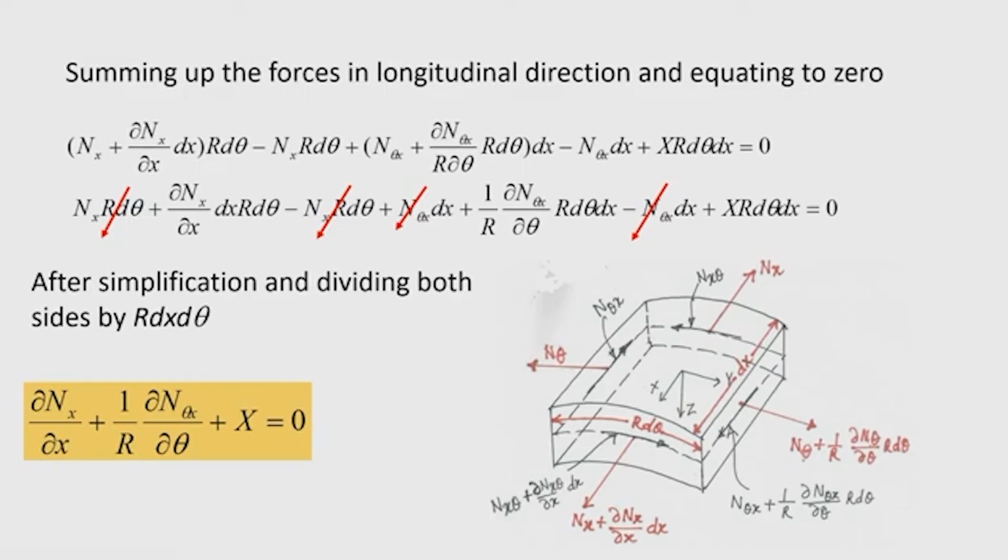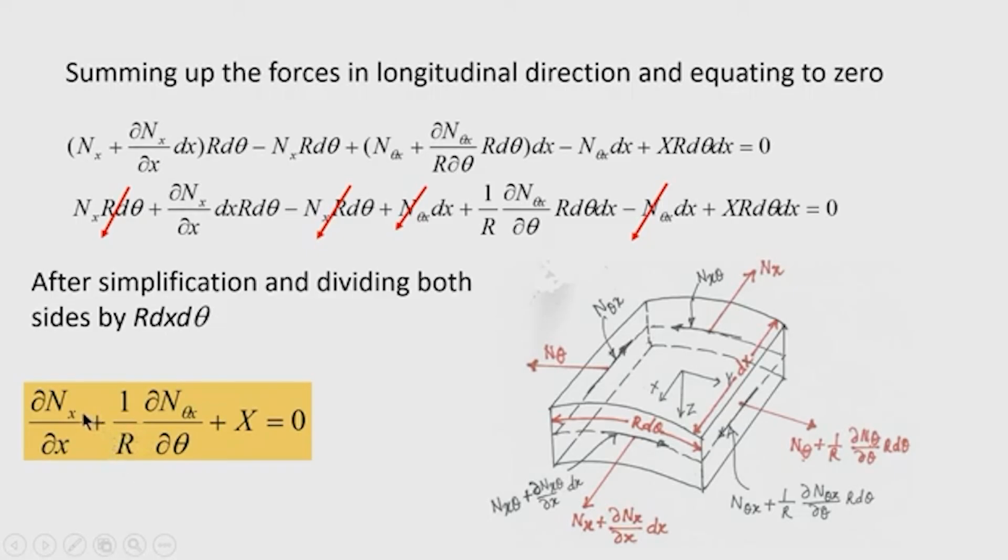Okay. Now, in this equation you can see that two unknowns are involved. One is N x, that is the membrane force along the x direction, and another is the membrane shearing force N theta x. Because X will be known and r will be known from the given geometry of the shell.